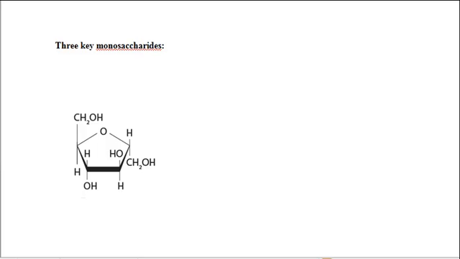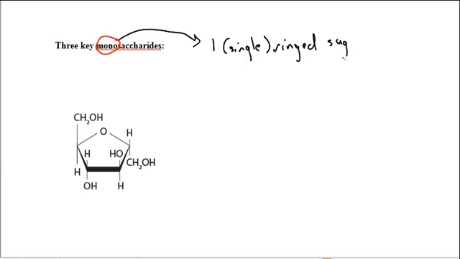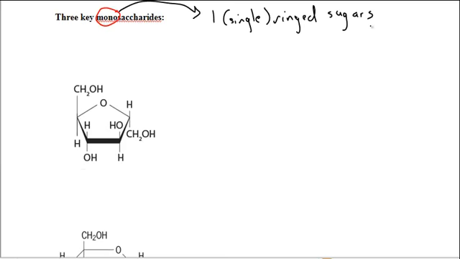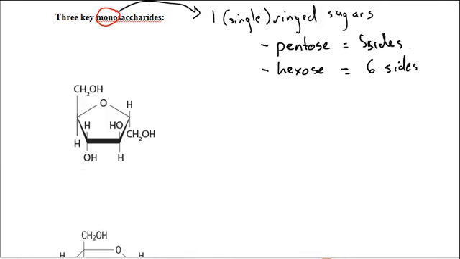So we're going to begin with 3 key monosaccharides. And just to remind us from before, mono refers to one or single ringed sugars. In this case, we're going to be looking at 2 different shapes of rings, those called pentose, because they have 5 sides, and those called hexose, because they have, you guessed it, 6 sides. And just to highlight here, when the name of something ends in ose, it generally indicates you're working with a sugar.